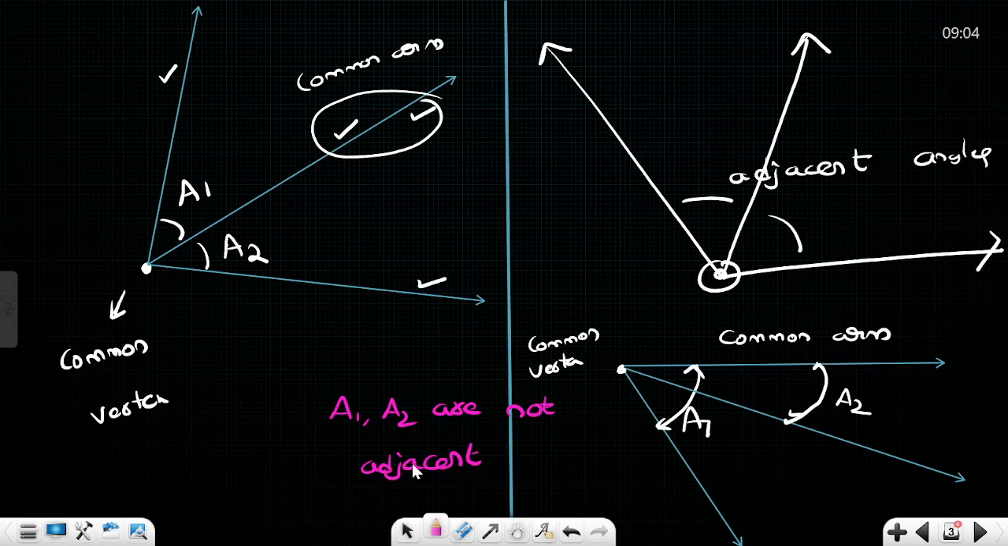Why? The reason is the remaining two arms are on the same side of the common arm. They are not on the opposite side. So they are on the same side. Therefore, they are not adjacent. So these three examples are very good examples which you can write in your notebook by pausing the video.